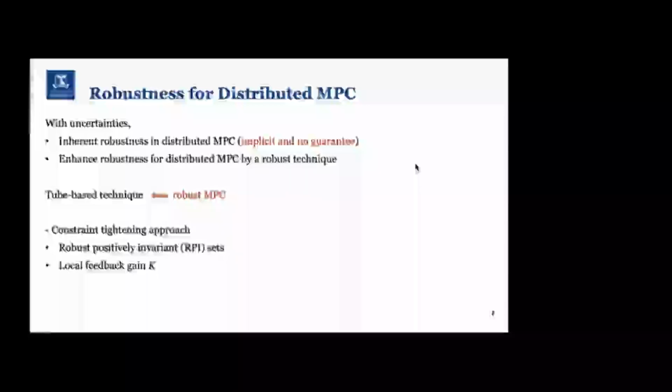And in the literature, the tube-based technique is one popular approach for robust MPC. The basic idea is that we can use a constraint tightening approach with robust positively invariant sets and a local feedback gain to tighten the constraints for the states and the inputs, in order to guarantee the closed loop properties in terms of unknown but bounded disturbances.